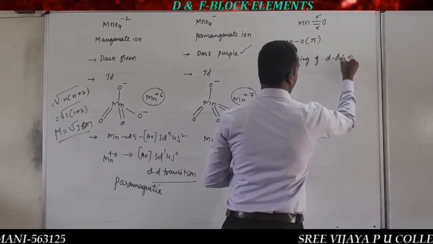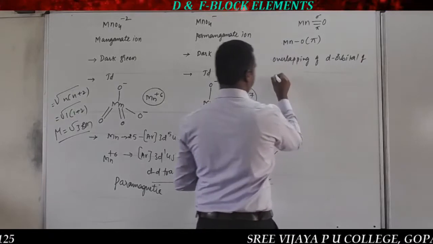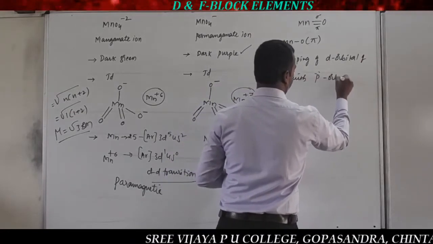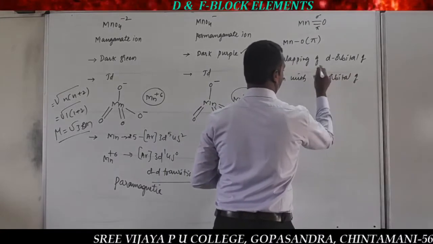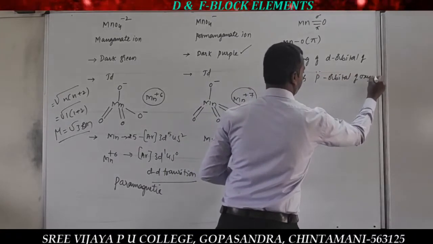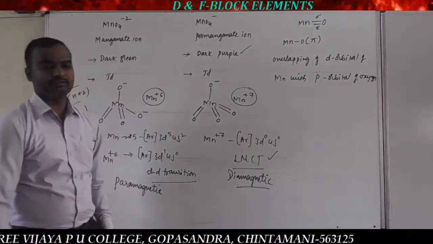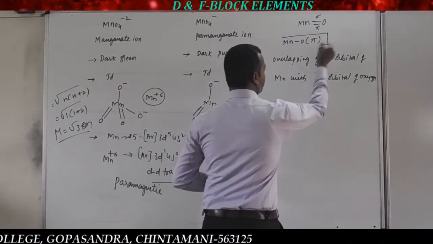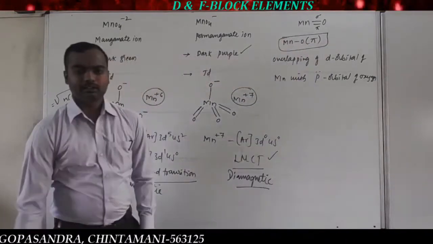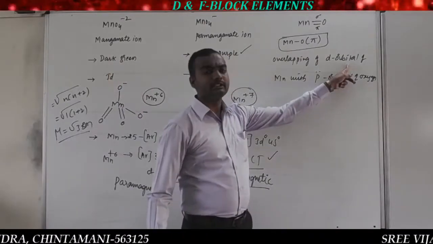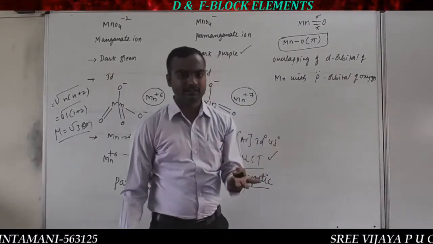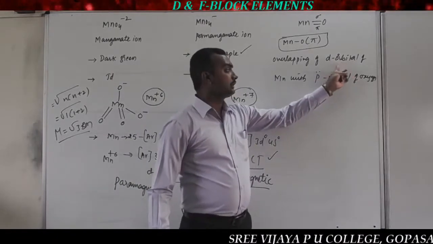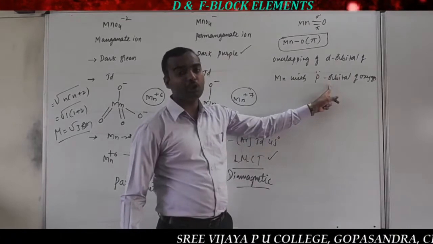of the d orbital of manganese with the p orbital of oxygen. This is very important. How is the manganese oxygen pi bond formed in the permanganate or manganate ion? It is because of the overlapping of the d orbital of manganese. Remember, manganese is a d block element, and the electrons in the d orbital are involved in bonding. So the d orbital of manganese overlaps with the p orbital of oxygen.